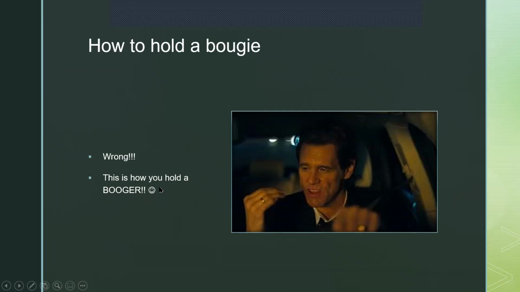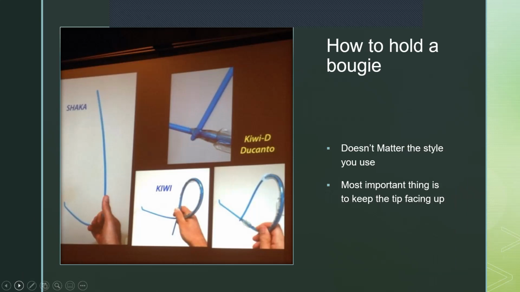That's not how you hold a bougie. All right. So we'll go to the next one. So this is a bougie. All right. So there's two ways that you, or actually three ways that you can use it.